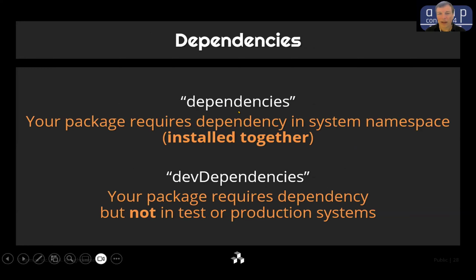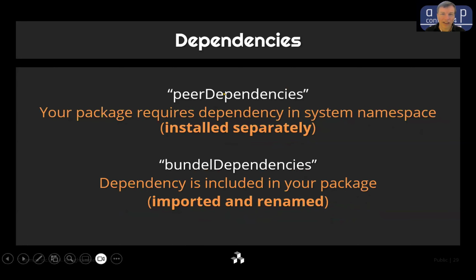So if you have a regular dependency, it means that your package won't work unless that other dependency is also installed in the system namespace, in the regular namespace, exactly as the package was defined in the registry. Dev dependencies, usually for things that you require only for testing purposes, that is the same as the regular dependency.